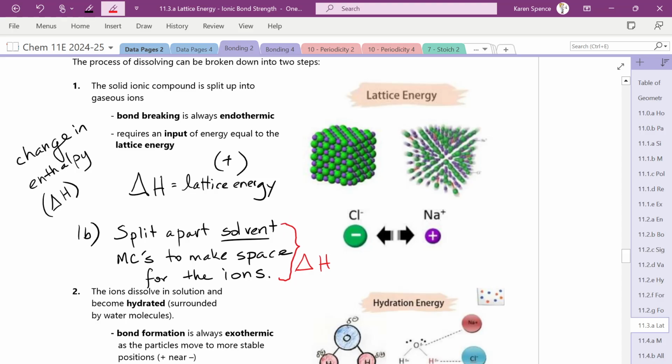And is this delta H positive or is it negative? Well, we're splitting apart the solvent, so we're taking a water and a water that are next to each other, and we're moving them apart. Is that endothermic or is that exothermic? Endothermic. What are we breaking? The solvent-solvent IMFs.